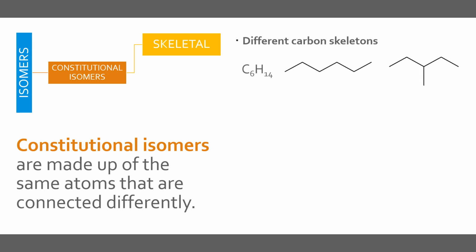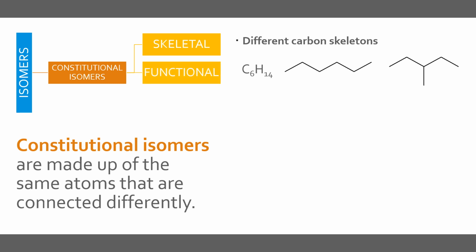Skeletal meaning that they have different carbon skeletons. From the previous slide's example, I have the molecular formula C6H14, and I have isomers such as n-hexane or 3-methylpentane. I can rearrange this into something like 2-methylpentane or 2,2-dimethylbutane and still have the same molecular formula. So, as long as I have the same atoms, just connected differently, those are skeletal constitutional isomers.